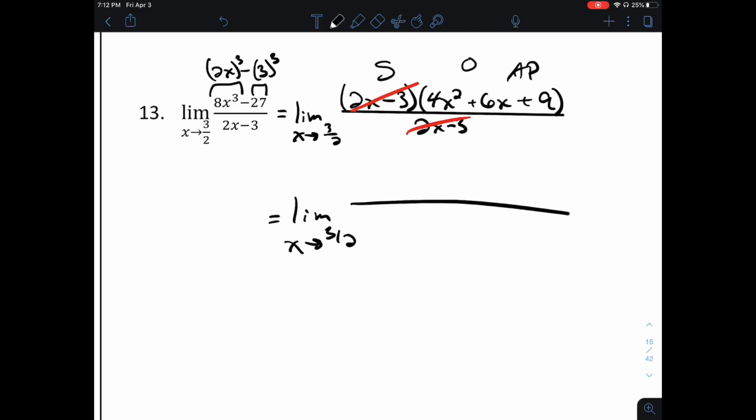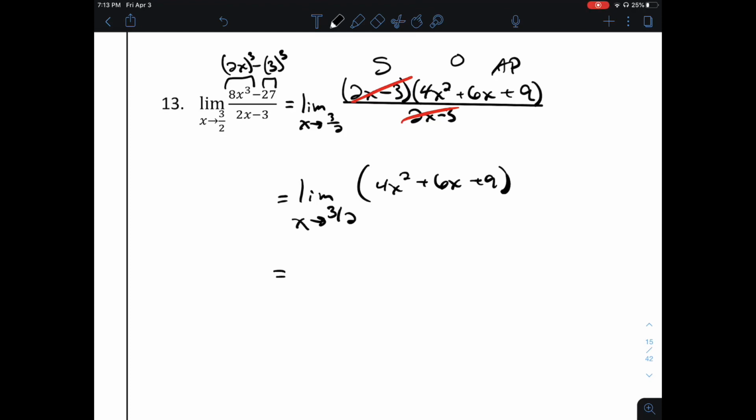So I have the limit as x approaches 3 over 2. It's no longer a fraction. Once you get rid of your fraction and you still are writing limit notation, if there's more than one term, you should put that, it's called the argument, you should put that argument in parentheses.